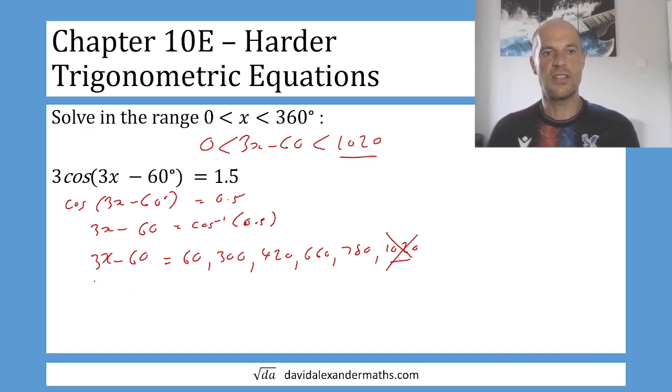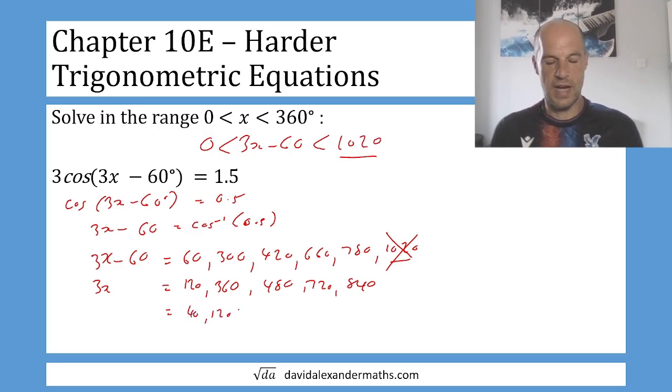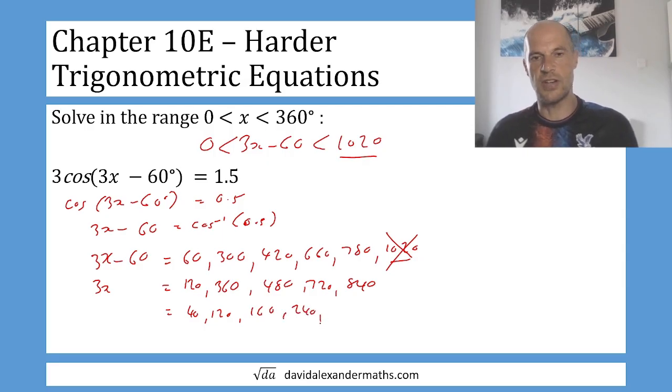Now all I need to do is add 60 to all of these. So 120, 360, 480, 720, 840, and we're done. And now divide through by 3. If I divide through by 3, I'm getting 40, 120, 480 divided by 3 is 160, 720 divided by 3 is 240, and 840 divided by 3 is 280.